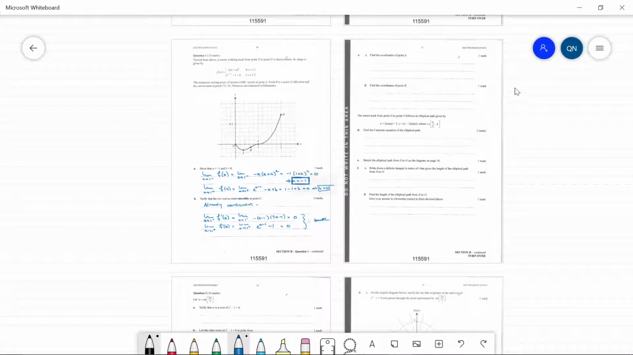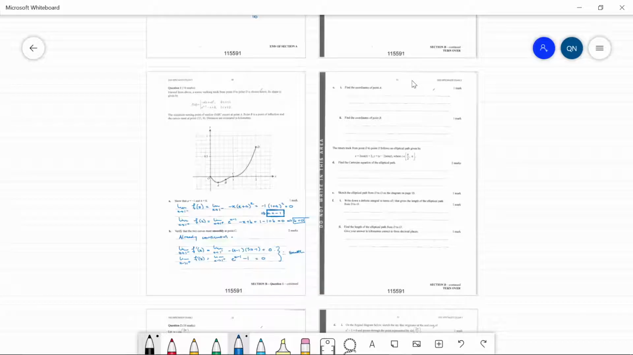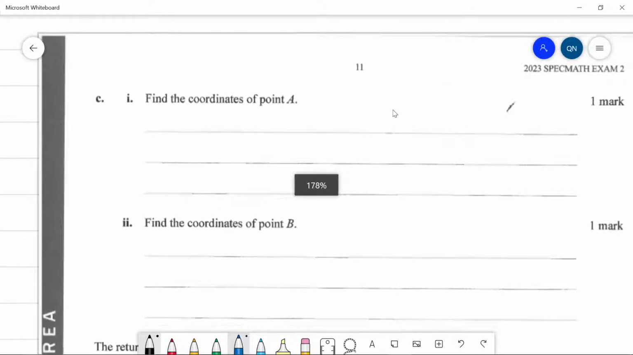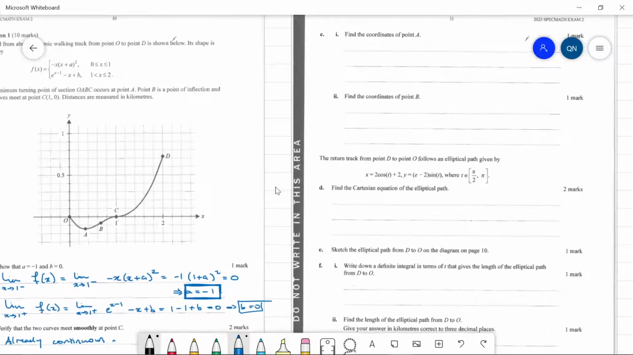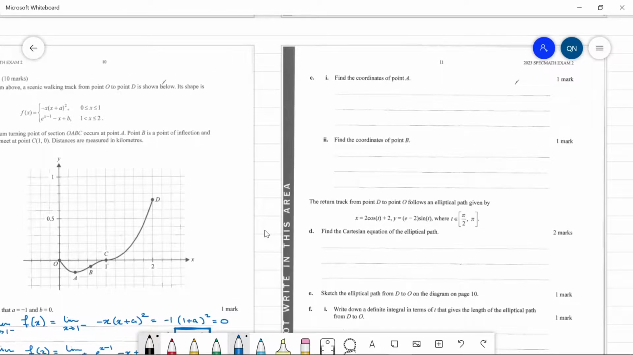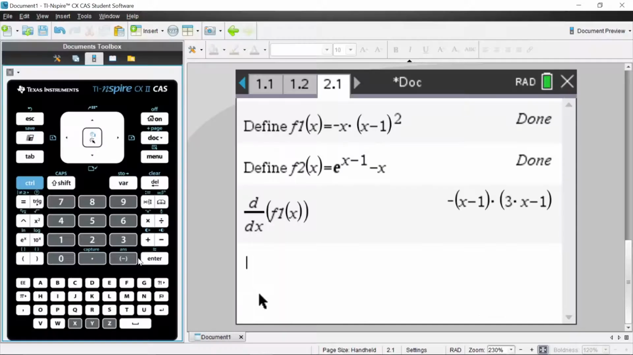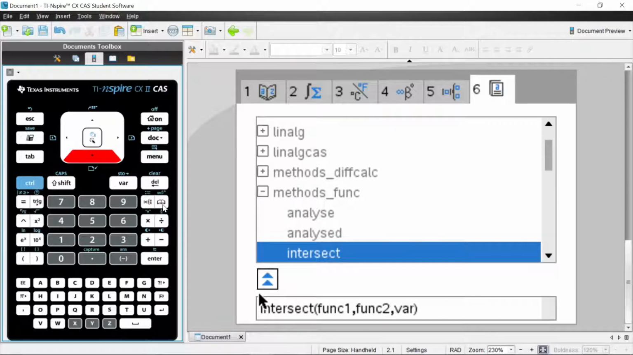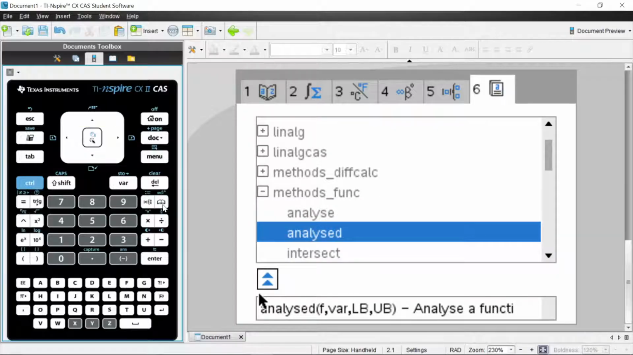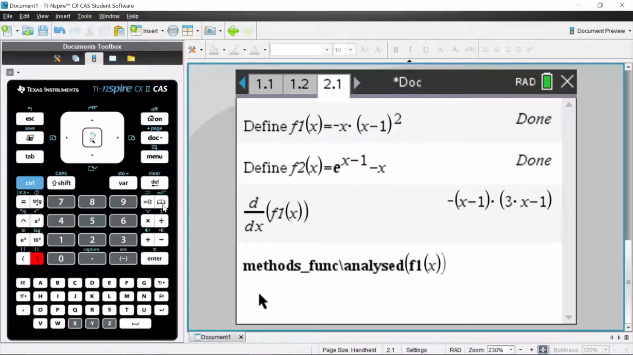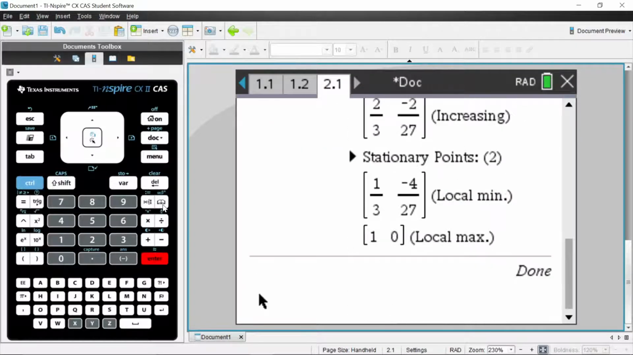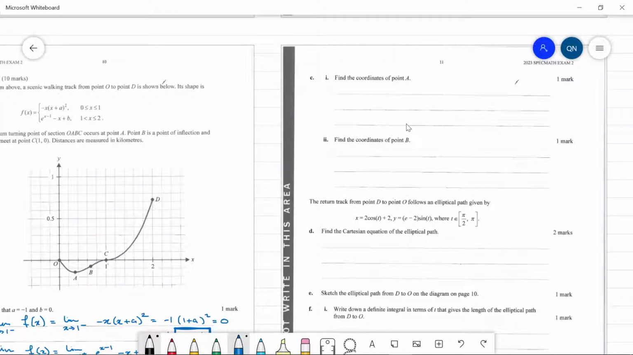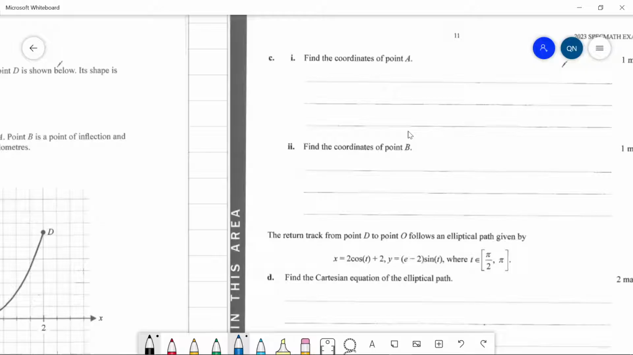Okay, part C, find the coordinates of point A, and also find the coordinates of point B. This is nice because A is the minimum, B is the inflection point. So we just need to run the analyze program on f1. I'm going to do Methods, Calculus, Functions, Analyze, f1 of x, 0 to 1. And we get the local minimum, which is 1/3, -4/27. So let's just write that down, I guess.